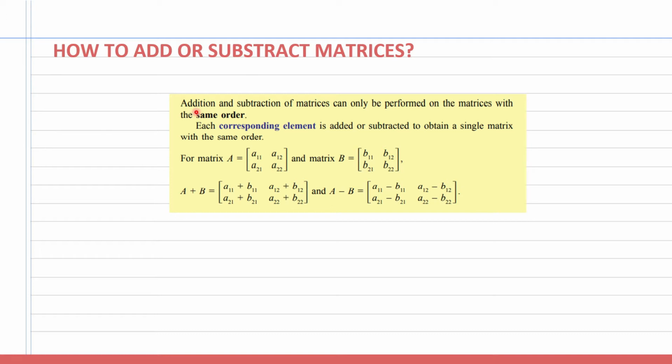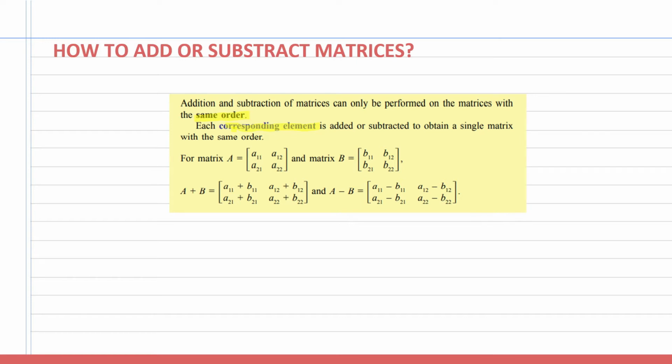Everybody can look at the textbook. Addition and subtraction of matrices can only be performed on matrices with the same order. So very important here is that when we add and subtract matrices, the matrices must be in the same order. That's the rule. If the matrices are not in the same order, then the matrices cannot be added or subtracted. And how are we going to add and subtract the matrices? The corresponding elements, unsur yang sepadan, are added or subtracted to obtain a single matrix with the same order.